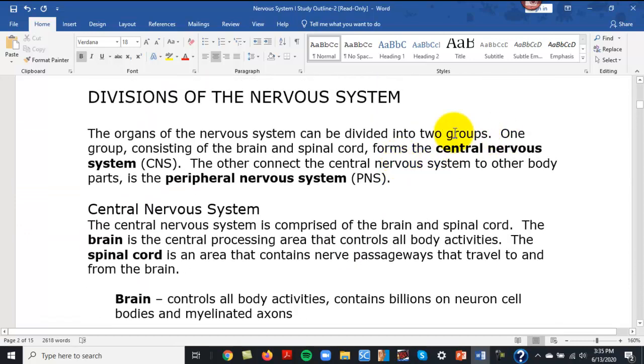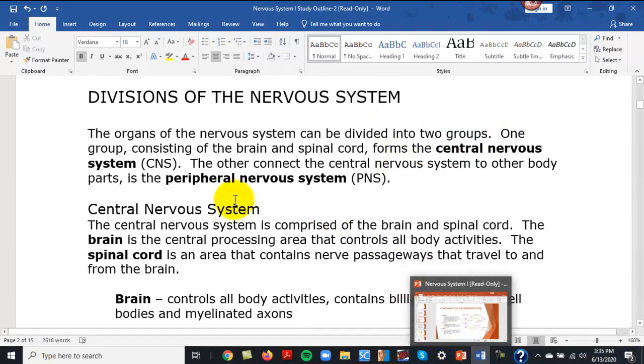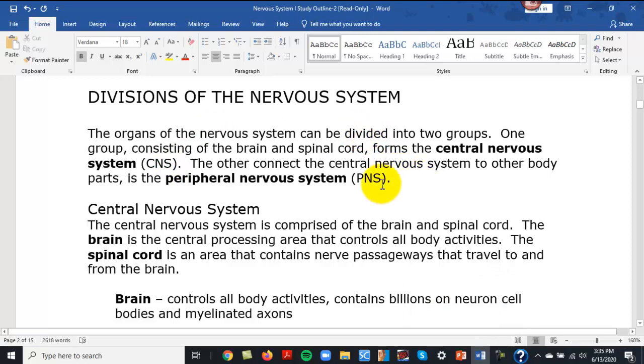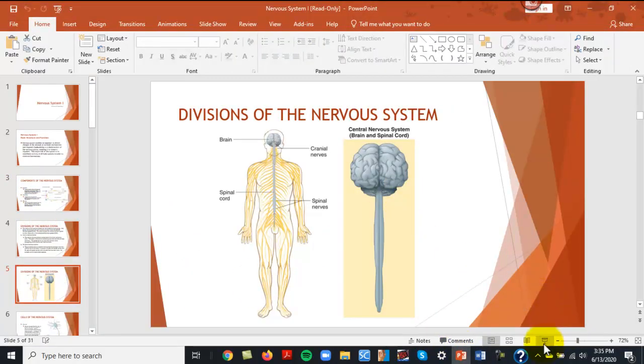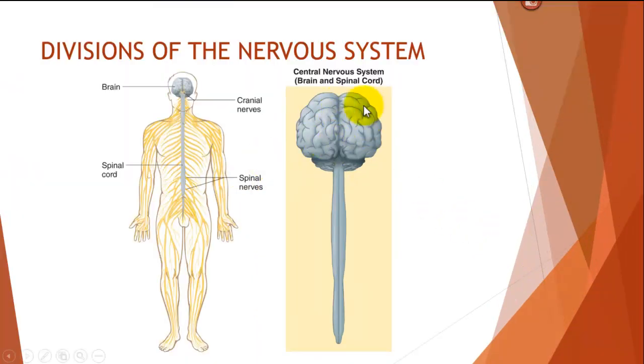Okay, so a little information here, and I'm going to bounce back and forth. So, divisions of the nervous system. Well, you have two divisions: the central and the peripheral nervous system. The central nervous system involves the brain and spinal cord. The peripheral nervous system is a series of nerves, not neurons. Neuron axons, or nerve fibers, make up the nerves.